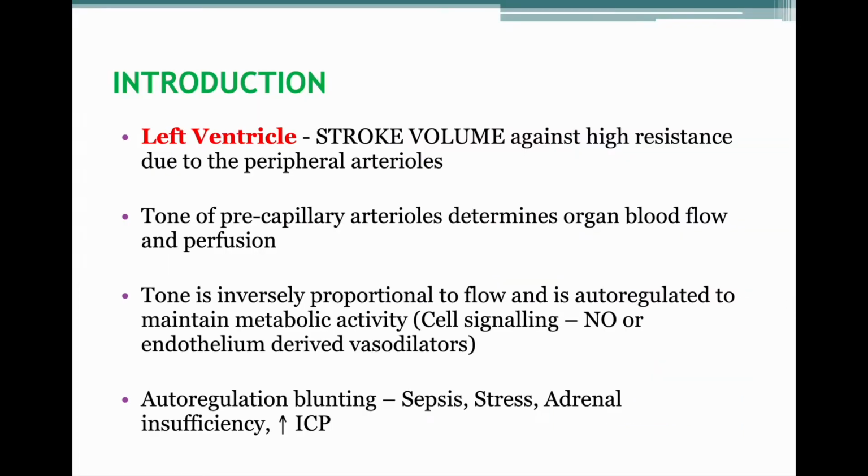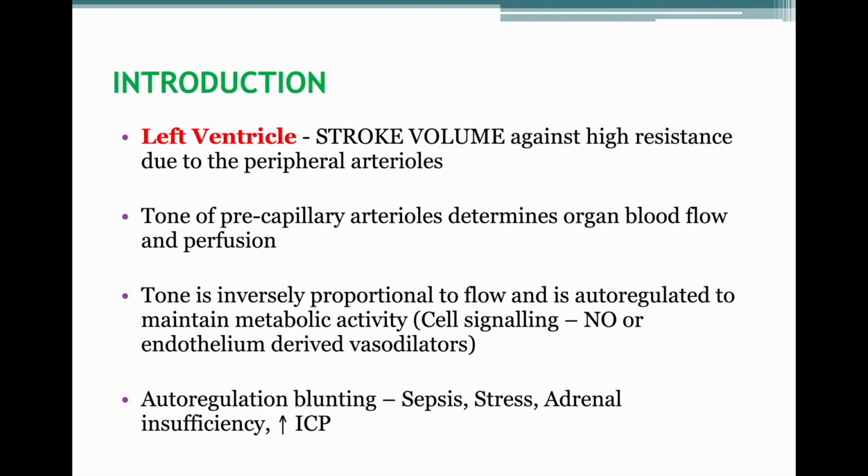So coming to the starting point, that is our left ventricle. As we know, the stroke volume is the volume of blood that is pumped in each beat. So that is pumped against the high resistance which is provided by the peripheral arterioles. Those arterioles and the venous capacitance vessels create that resistance, and against that the heart pumps the stroke volume.